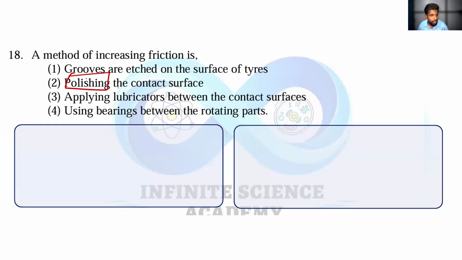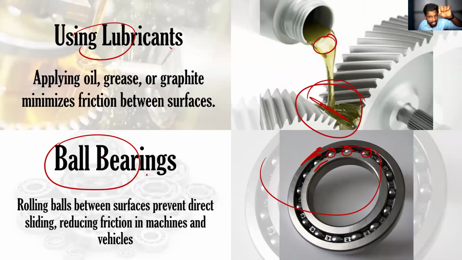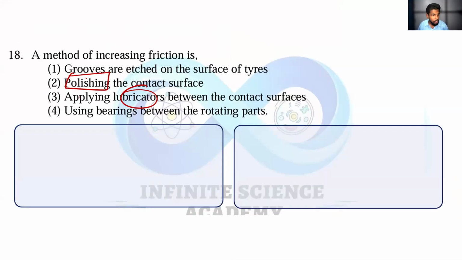And here, next one, applying lubricants. Look at the picture here. Applying lubricants also reduces the frictional force. Putting ball bearings also reduces the frictional force. Okay. So all these things come under reducing, right?